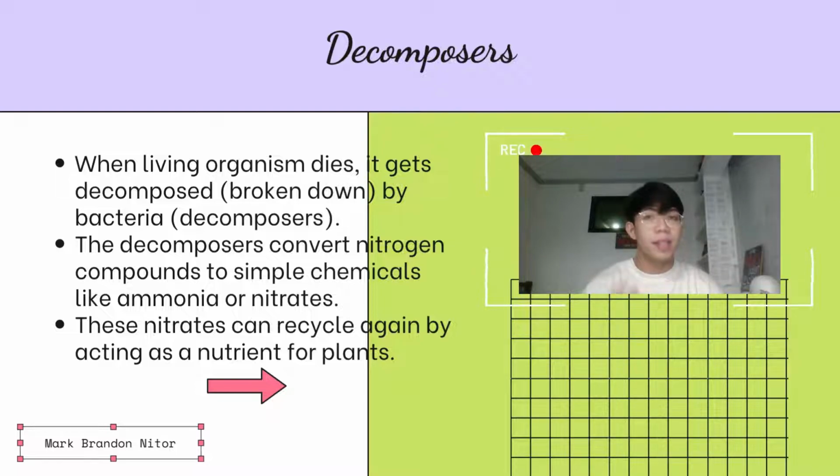When these living things die, their remains are buried in the soil where the bacteria, the so-called decomposers, break them down. These bacteria break down complex nitrogen-containing compounds into simpler nitrogen-containing compounds like ammonia or nitrates. And by serving as a plant nutrient, these nitrates can be recycled once more.